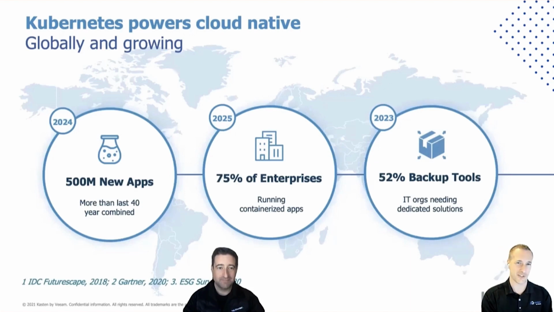Let's look at what the analysts are saying here, though, a little bit. They're saying 500 million new apps will be deployed on top of containerized platforms by 2024. By 2025, 75% of enterprises are saying that they're going to be running containerized applications. And most organizations are realizing that legacy data protection tools and data management tools that maybe worked really well in their legacy infrastructure are not appropriate for cloud native applications, containerized applications, and they're looking at new tooling and new ways to manage their data.